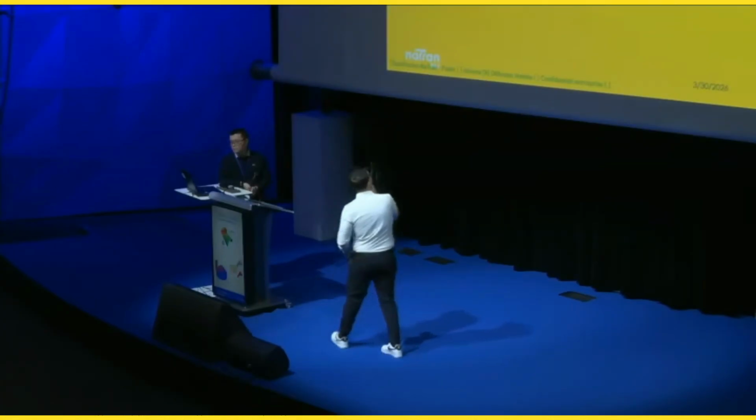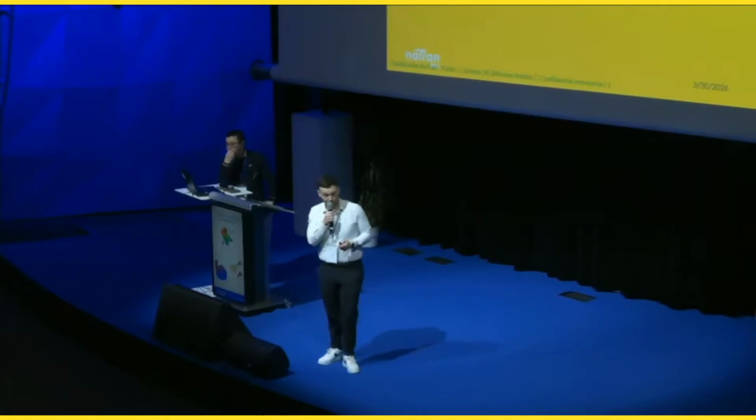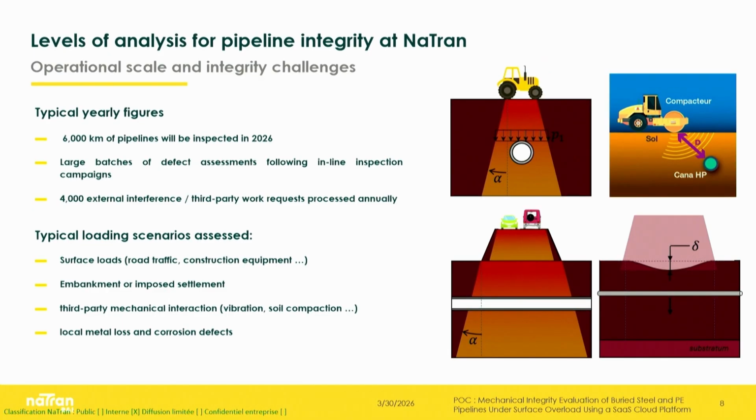Next, the mechanical integrity assessment, how it's managed at Natran, to give some context before moving to the finite element application. Some key numbers. In 2026, we have 6,000 kilometers of pipeline that will be inspected. So there is inline inspection that leads to large batches of defects that come in with the inline inspection. Every year, we have 4,000 external interferences and third-party work requests that we have to process.